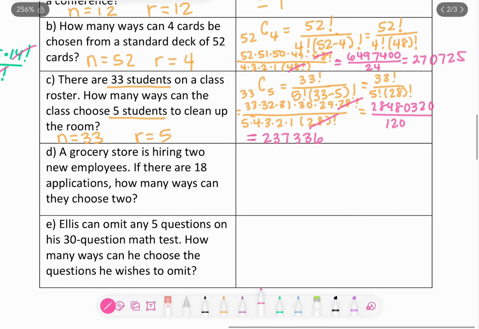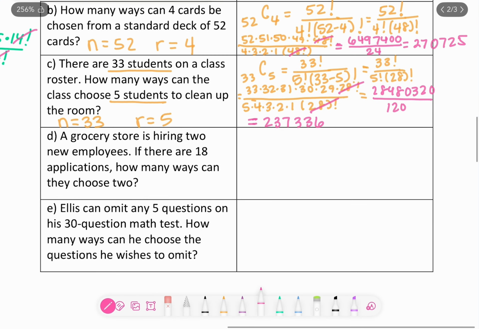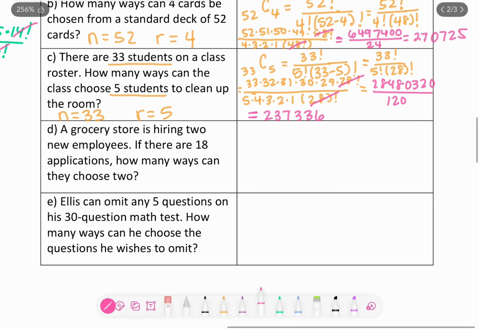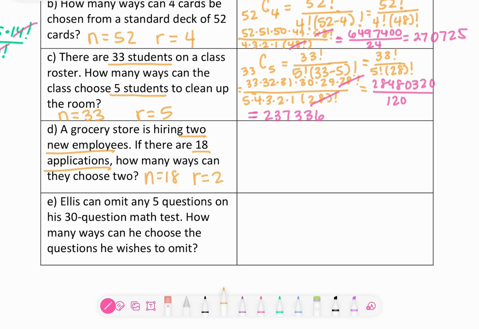Okay, a couple more. A grocery store is hiring 2 new employees. There are 18 applications. How many ways can they choose 2? So they're choosing 2 new employees. It doesn't say anything about the order, right? No one's going to be making more money or anything like that. So the total is 18, and then they're going to be choosing 2.